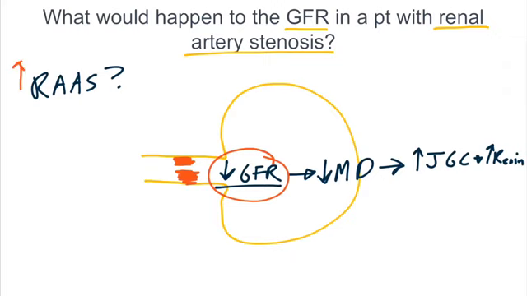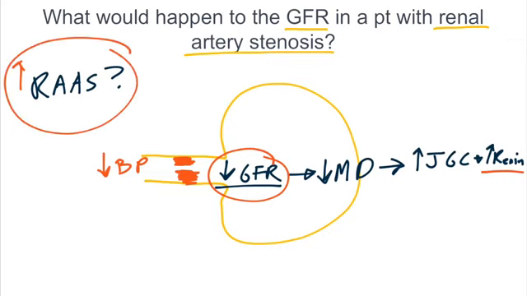Now this particular patient had renal artery stenosis. However, it's important to recognize that this constellation of findings can be found in any condition that decreases blood flow to the kidneys. For example, if a patient was severely dehydrated, there would be less blood flow through the renal artery. So I'll just write decreased blood pressure. So this condition would likewise cause decreased GFR and increase renin and stimulate the renin-angiotensin-aldosterone system.